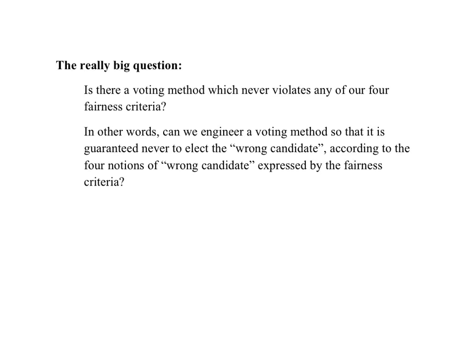And that brings us to the really big question about voting methods in general. Is there a voting method which never violates any of our 4 fairness criteria? In other words, can we engineer a voting method so that it's guaranteed never to elect the wrong candidate, according to our 4 notions of wrong candidate as expressed by the fairness criteria?